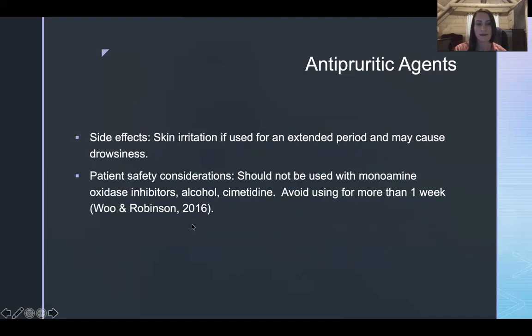Side effects: skin irritation. If used for an extended period, it may cause drowsiness. Skin irritation is for the topical agents. And patient safety considerations: should not be used with MAOIs, alcohol, and cimetidine. Avoid using for more than 1 week.